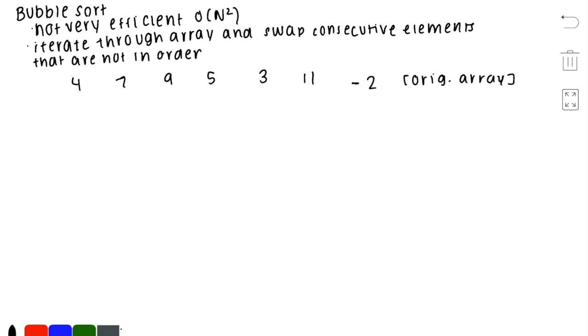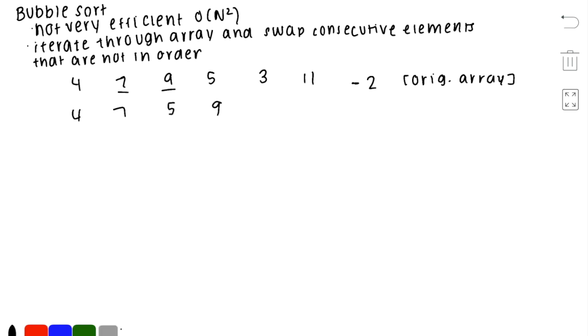So for example, we have this array with the elements 4, 7, 9, 5, 3, 11, and -2. So we're going to iterate through the array and basically swap the elements that are out of order. So 4 and 7 are in order, so we'll just keep those the same. Then the next consecutive elements are 7 and 9, which are still in order, so we'll keep that the same. Then 9 and 5 are out of order, so we would swap those.